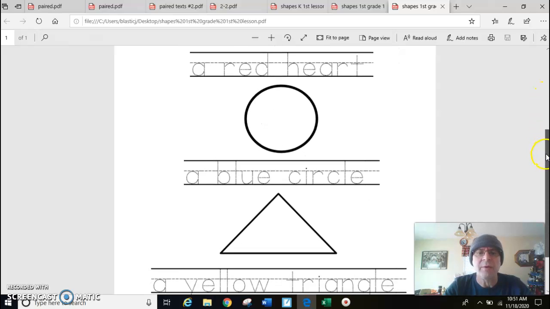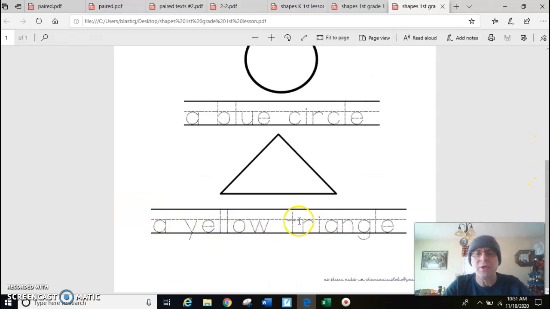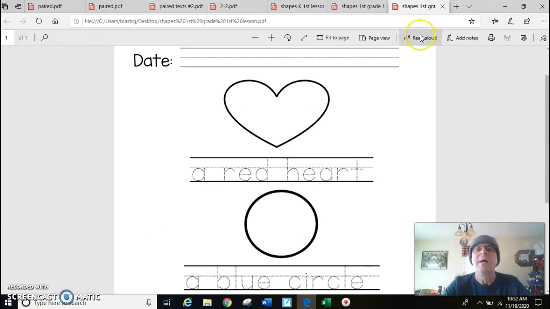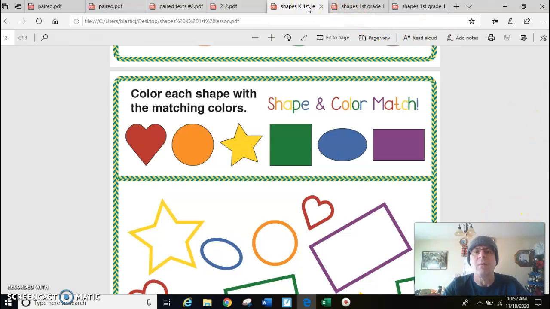Then you would move down here to blue. Now remember we looked at this word, circle. C says the S. C's a leaker in this word. A blue circle and a yellow triangle. Okay? So that's what you guys are going to do. You're going to trace over these words with pencil, and color them in with your crayons. Hopefully you have those crayons at home. Kindergarten, you guys are going to have this.